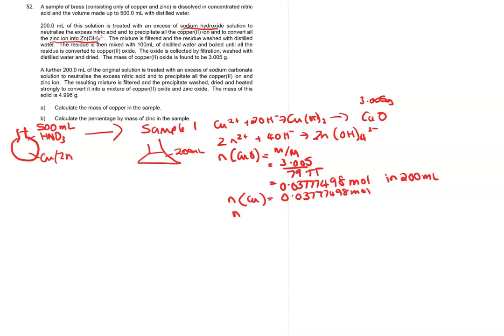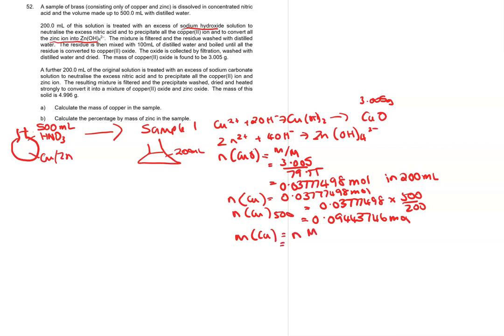But we want 500 ml, number of moles of copper in 500, so we're going to ratio up 0.0377. And this gives us the number of moles being 0.094434746 moles. We can now find the mass of copper, which equals number of moles times formula mass, which is 0.094434746 times 63.55, which comes out to 6.00 grams. So this whole first section was how to find copper.